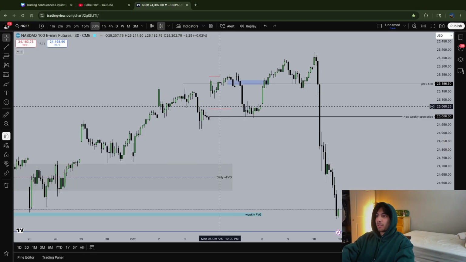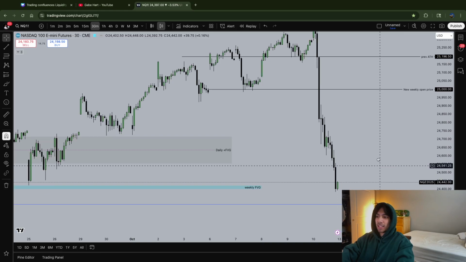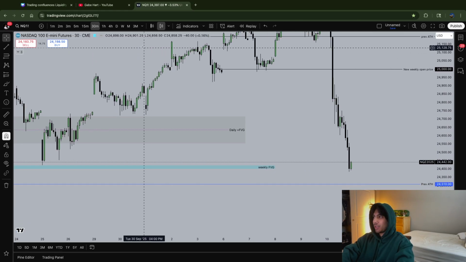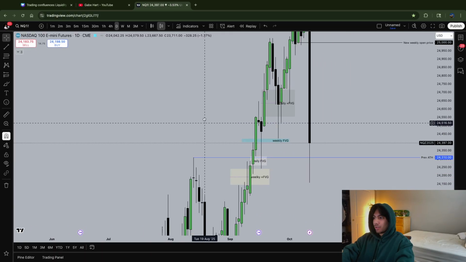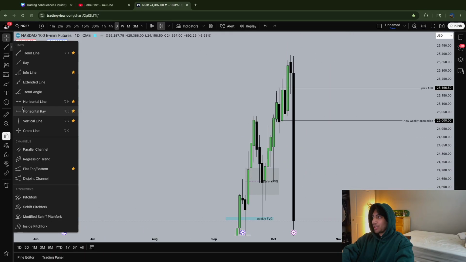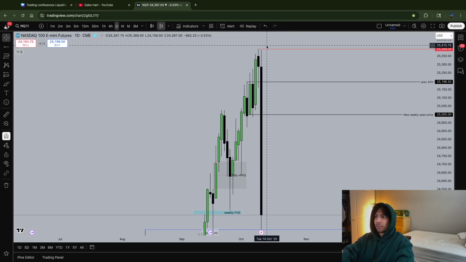So what is liquidity? When I'm talking about liquidity, usually what I'm referring to is a specific high or low. So the previous all-time high is good liquidity. The all-time high currently is good liquidity. Those are the most major liquidities. So our high currently, that would be major liquidity.